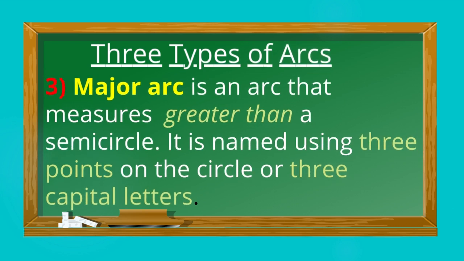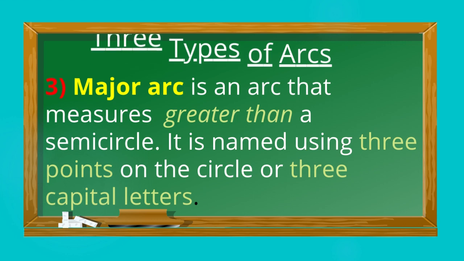Next, number 3, we have the major arc, an arc that measures greater than a semicircle. It is named using 3 points on the circle or three capital letters. Again, the measure is greater than the semicircle. And then you are going to name the major arc using 3 points or three capital letters.